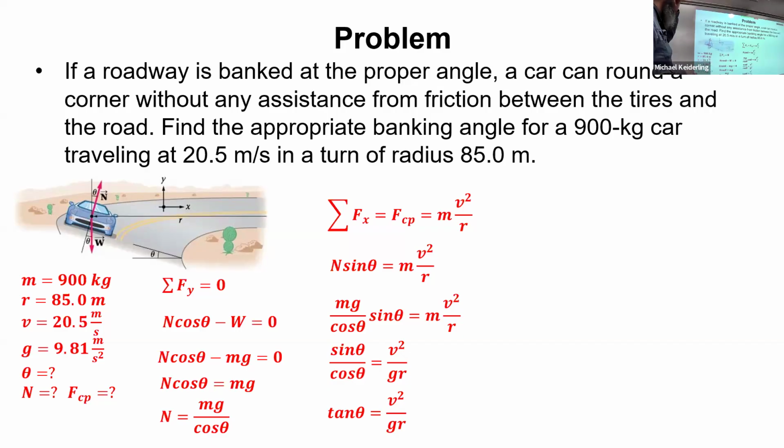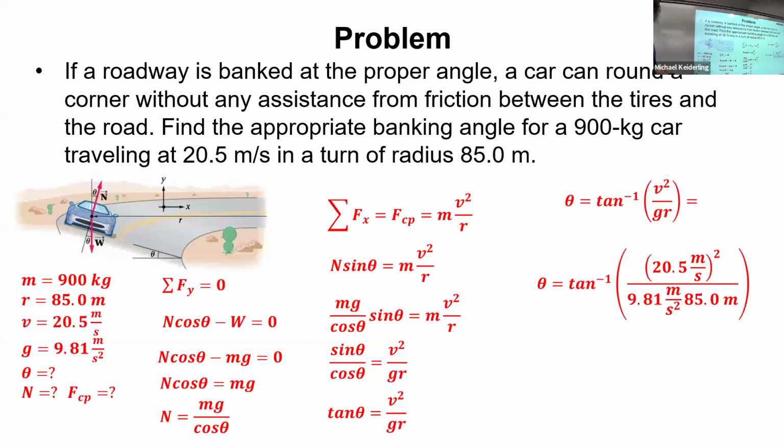Well, we know the speed, we know g, we know the radius. So theta is just going to be the inverse tangent of speed squared over g times radius. So the inverse tangent of 20.5 meters per second quantity squared over 9.81 meters per second squared times 85 meters, which is 26.7 degrees.